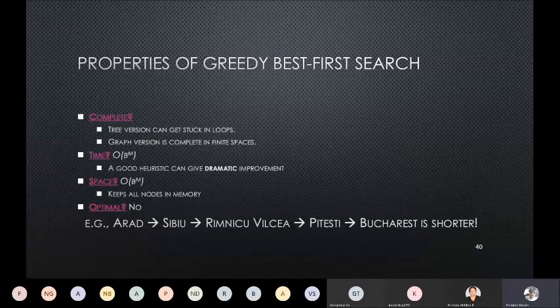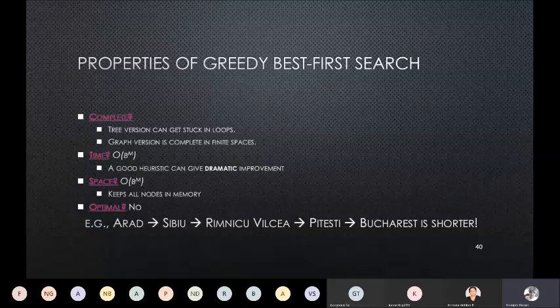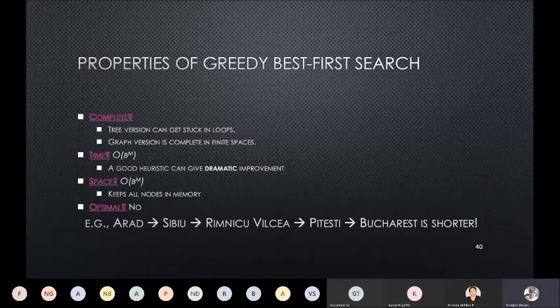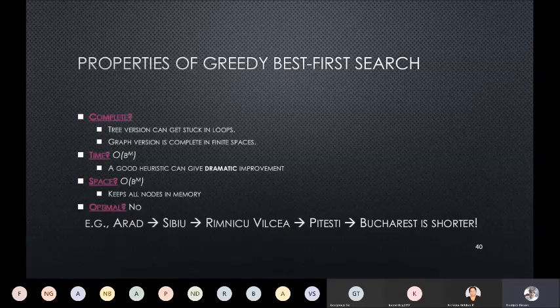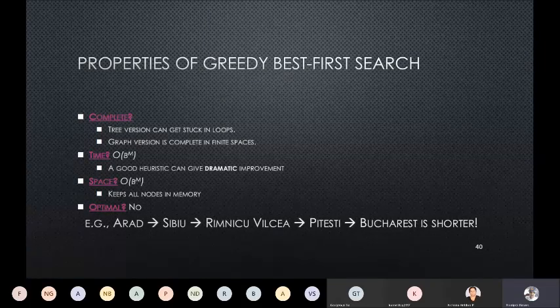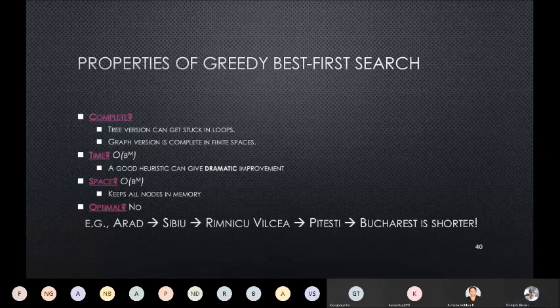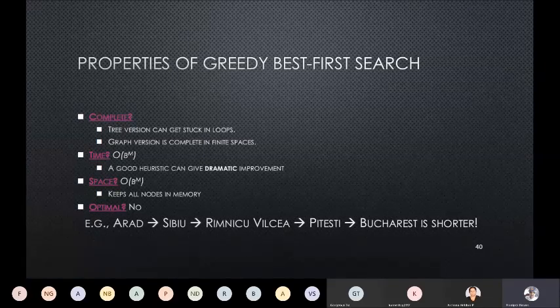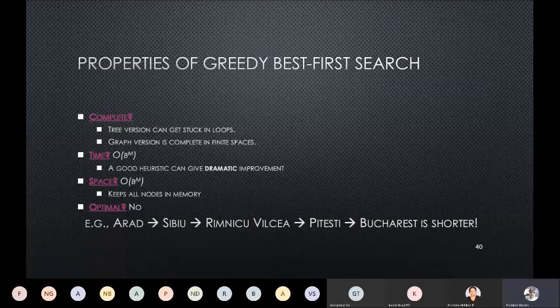So how does A-star search work? Before going to A-star search, let us look at these four properties of greedy best first search. Complete: it is complete in finite state, but the tree version can get stuck in loops. Time complexity and space complexity both are bad, and they are exponential in terms of the maximum depth, because best first search is working like a breadth first search. And it is also not optimal, as we just noted.